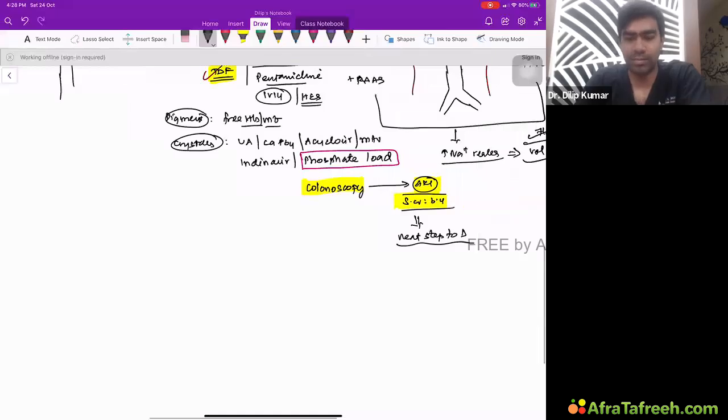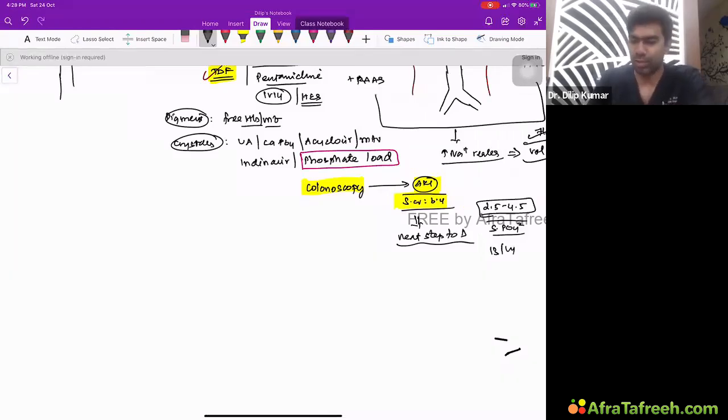What is the next step? Okay, check the serum phosphate. That's more important. Usually normal serum phosphate is somewhere around 2.5 to 4.5 milligrams per deciliter. This is a normal serum phosphate in standard units. But this patient will probably have a serum phosphate of 13, 14, so this is a phosphate nephropathy.